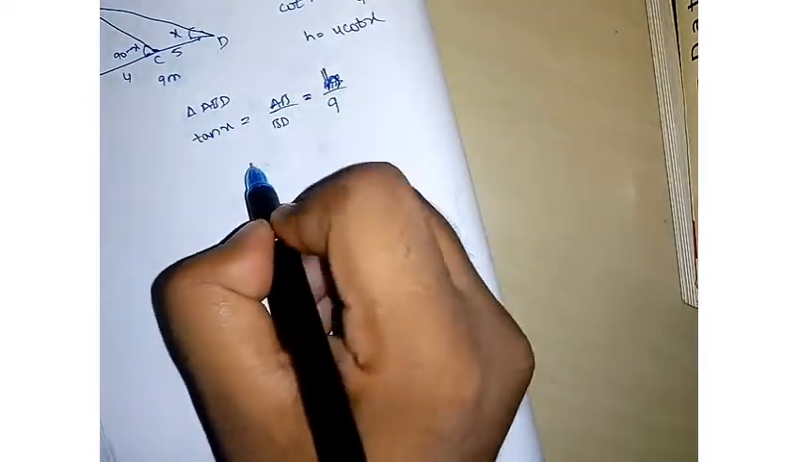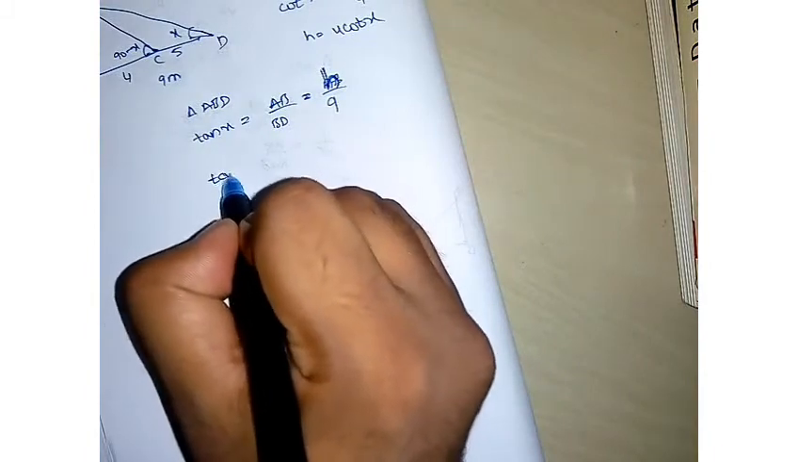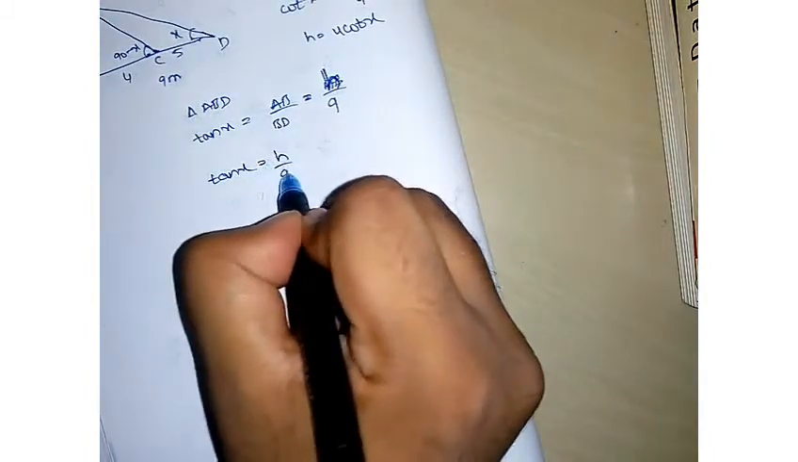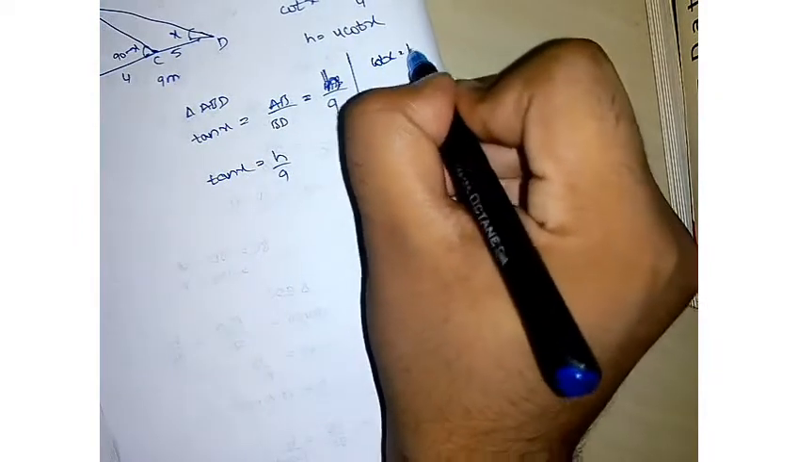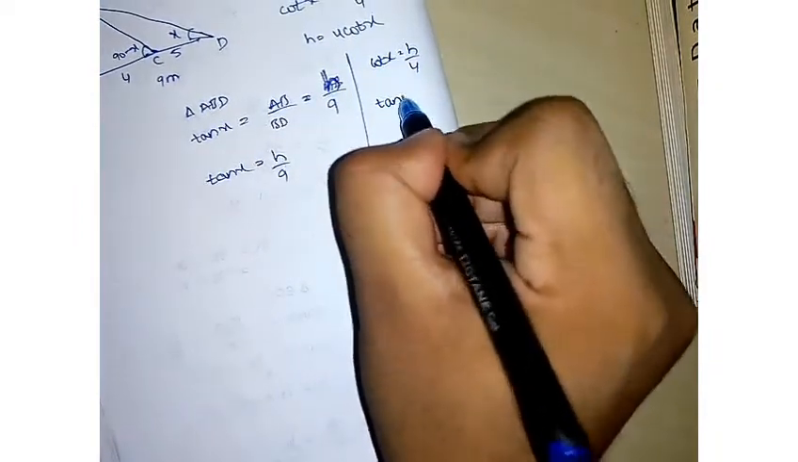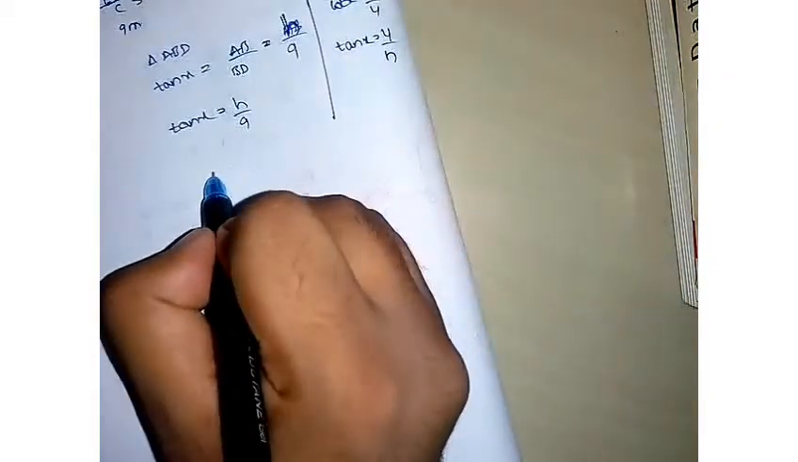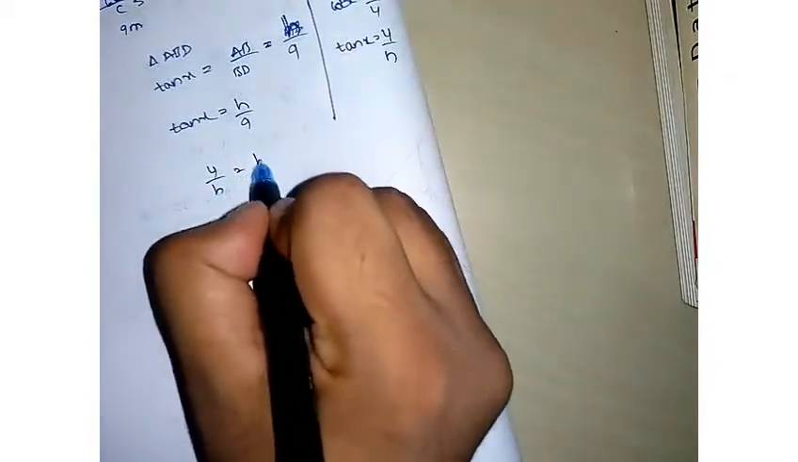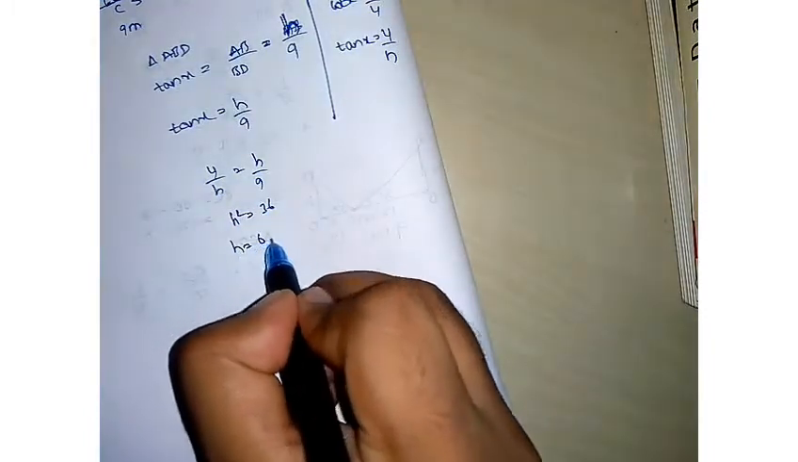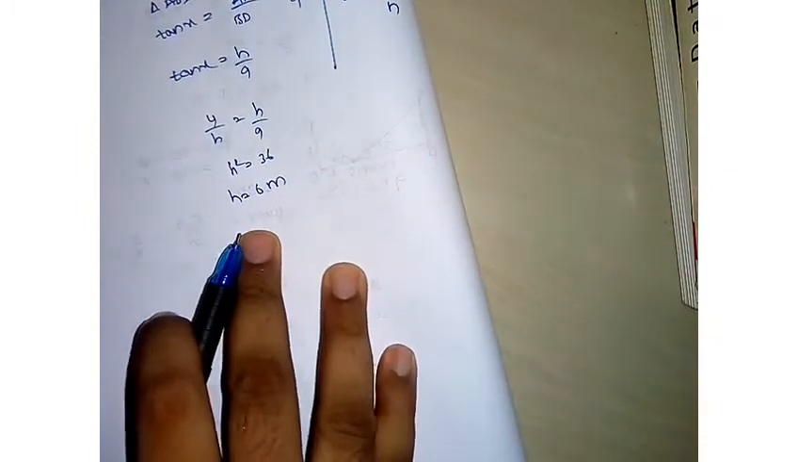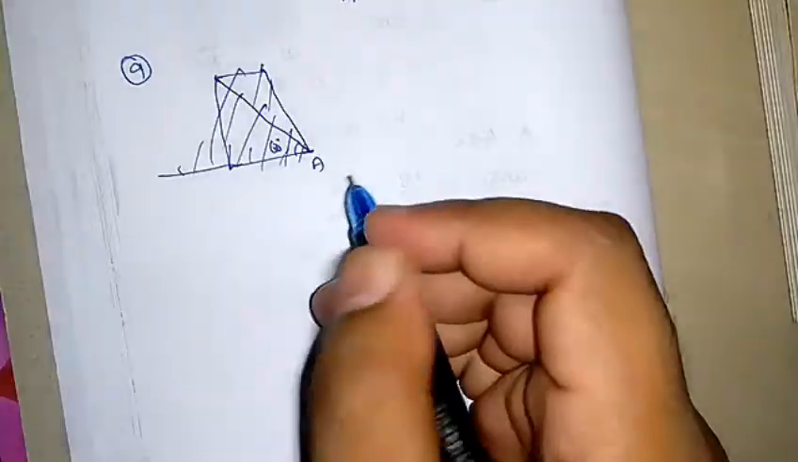Therefore tan x is equal to h by 9, and we know that cot x is equal to h by 4, or tan x is equal to 4 by h. Therefore 4 by h is equal to h by 9. h squared is equal to 9 times 4, which is 36. So h is equal to 6 meters. The height of the pole is 6 meters.